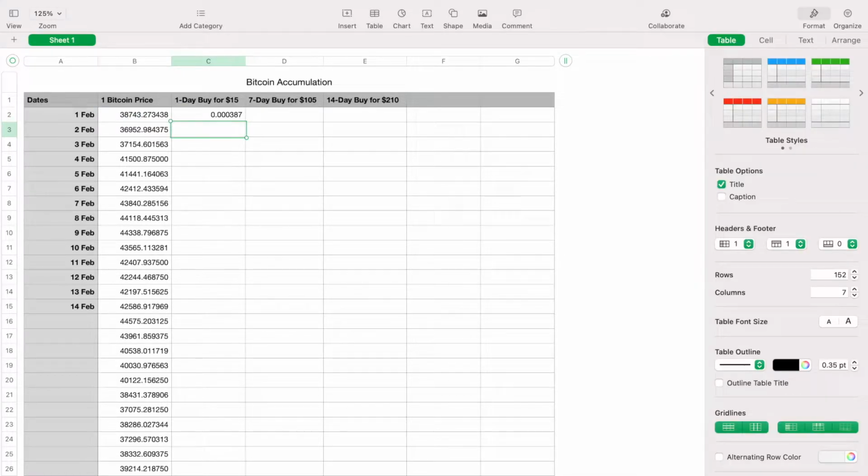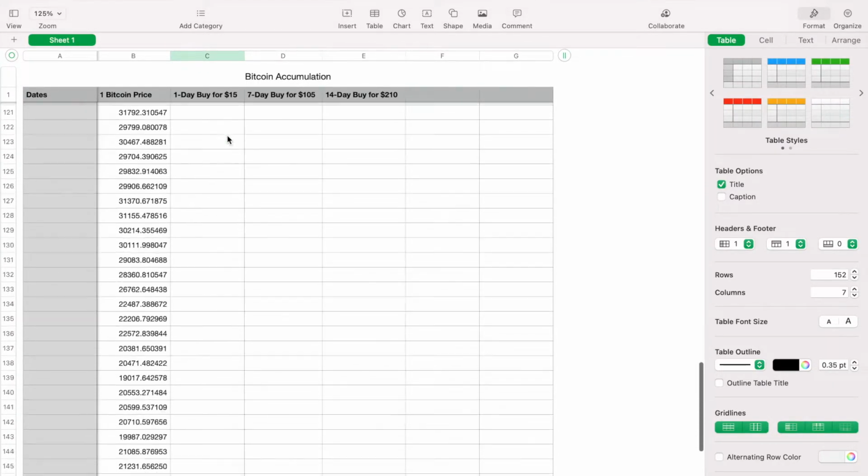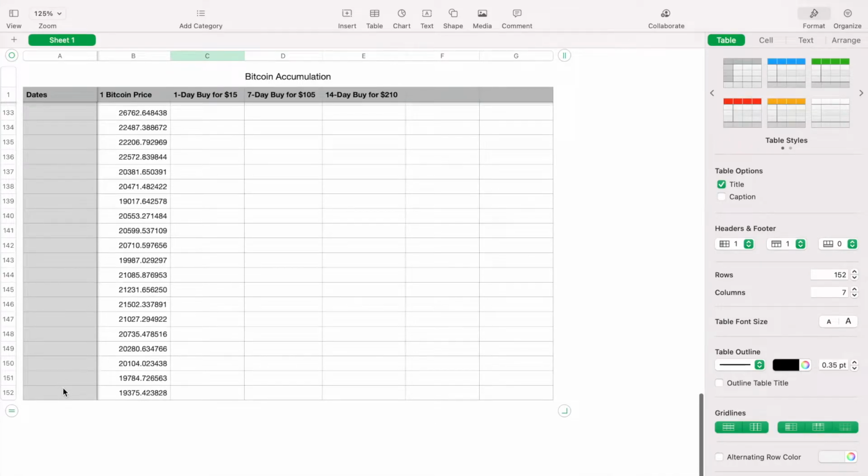The resulting purchase is 0.000387 part of Bitcoin. It does not sound like much, but the idea is that you'd purchase such a small amount regularly, and accumulate your Bitcoin holdings over time.